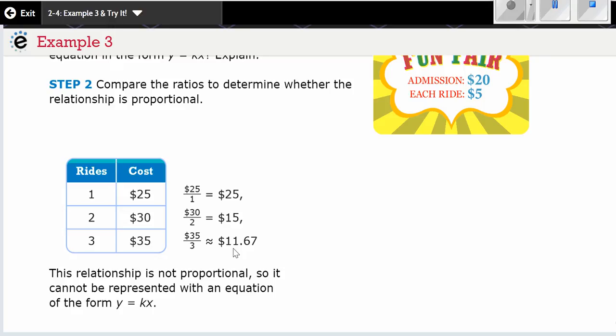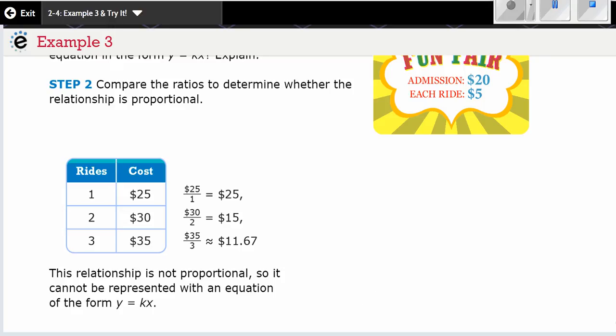That means that this does not have a constant of proportionality. So there is no k that fits within this formula. There is no k. And so we would say that the relationship between one ride and two rides isn't proportional, just like the relationship between two rides and three rides isn't proportional. So we can't use this equation to be able to solve this problem.